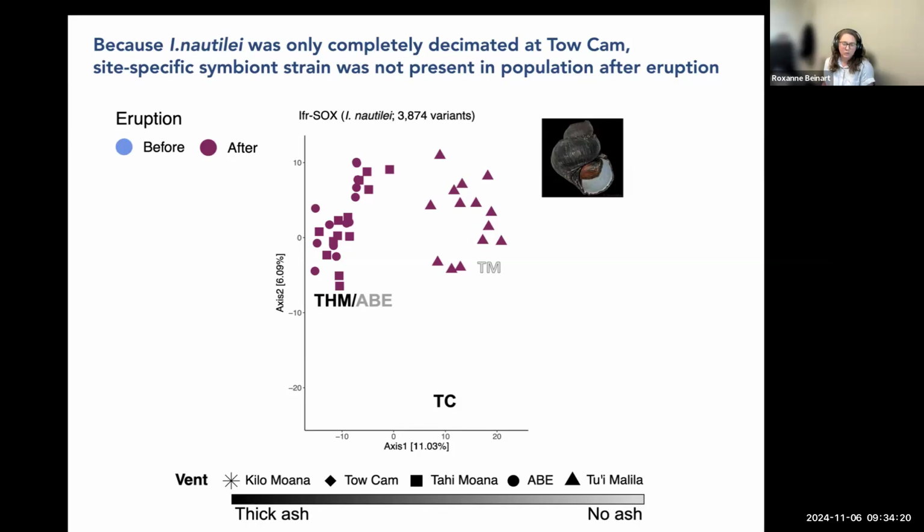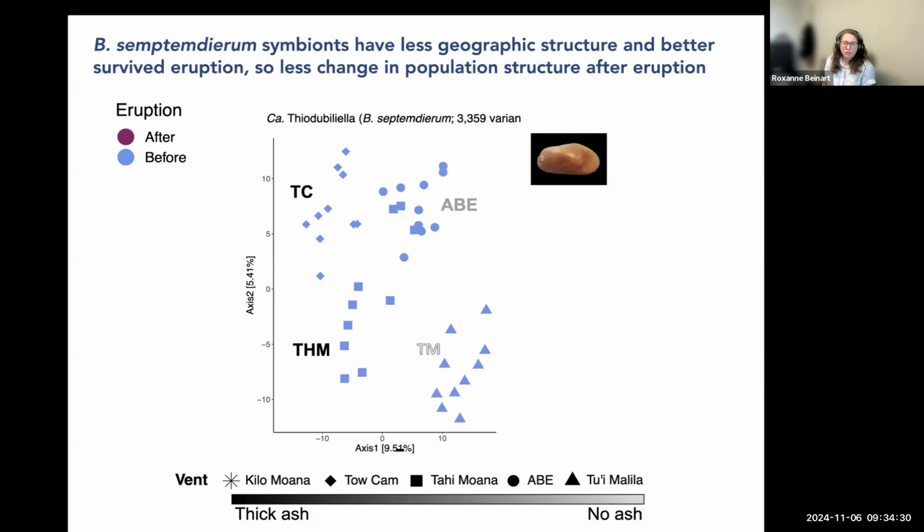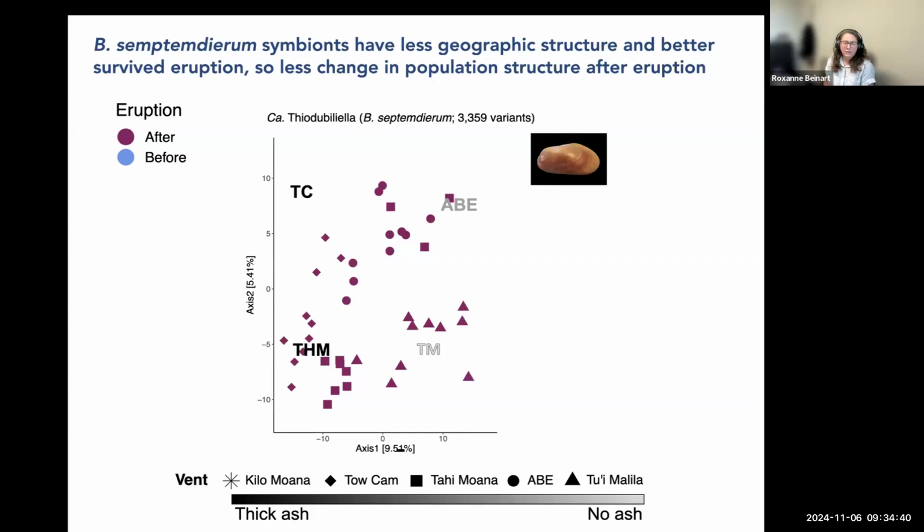Again, this makes sense because we weren't able to even collect animals from Tow Cam because the animals had been completely decimated there. And then finally, the mussel, which shows some amount of population structure, but a weaker population structure by site. Again, this is what it looked like before the eruption, and then after, fairly similar. Because the mussel was able to survive the eruption better, and also had overall fewer differences among sites, we see less of a loss of a particular strain from the overall population in the mussels.